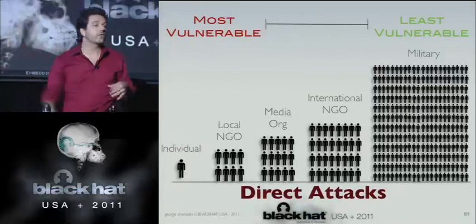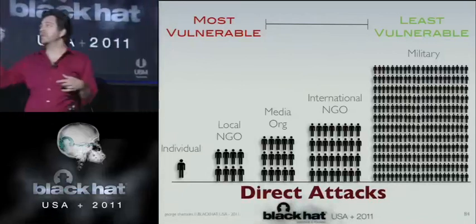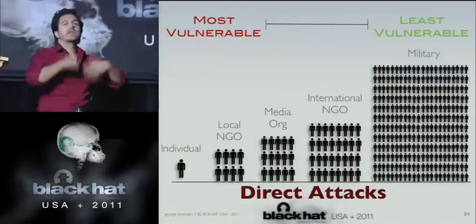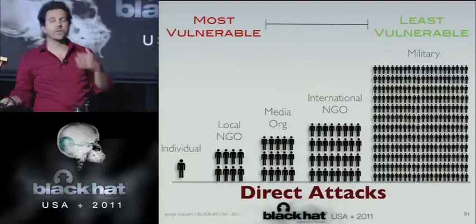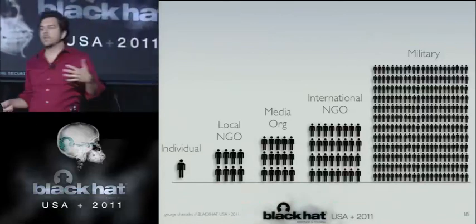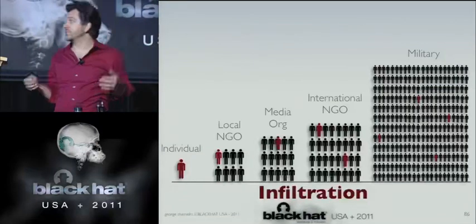Individuals and local NGOs are the most vulnerable to attacks, but the larger organizations, international NGOs and the military, are the most likely to have the capability to deal with those attacks. But we don't have to worry about just direct attacks. We need to worry about indirect attacks, like infiltration.